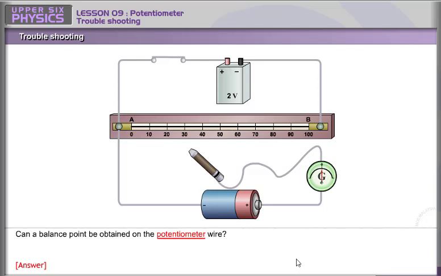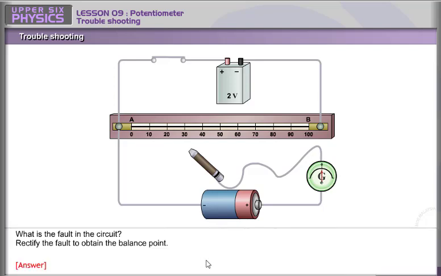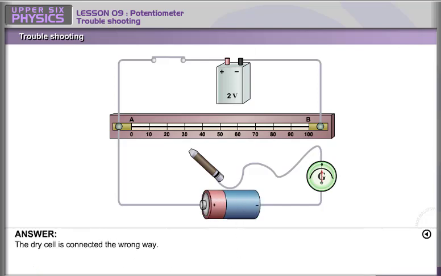Can a balance point be obtained at the potentiometer wire? Answer. No. What is the fault in the circuit? Rectify the fault to obtain the balance point. Answer. The dry cell is connected the wrong way.